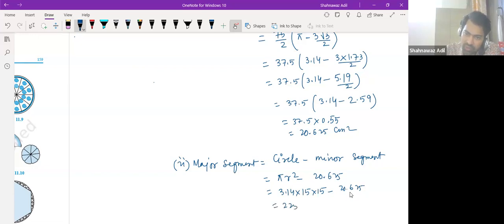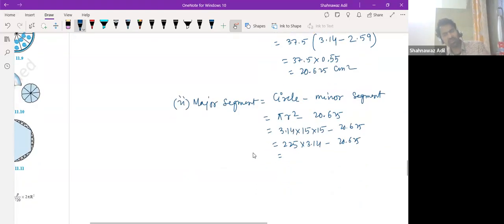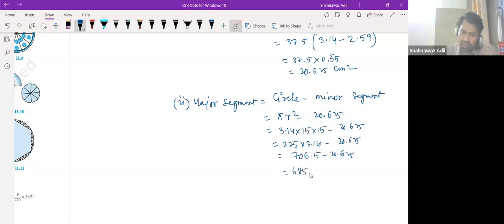This is 225 into, you guys can see that we'll have lots of lengthy calculation, right? So if you have some question of area related to circle, and if that is given in the or option, then you choose the or one, right? Whichever you can answer. So yeah, try that question. 706.5 minus this, which is 685.5. This is the answer.